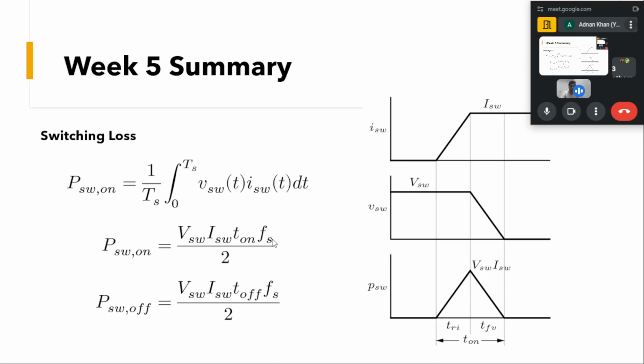In a similar fashion, at the turn off time, the current will go from the peak value to zero, and voltage will rise from zero, and yes, there is an overlap, and we will come up to a similar equation here. There is only one change: instead of T on, we will be having T off at that time, and these two equations will give us the power loss during the turn on and the turn off.